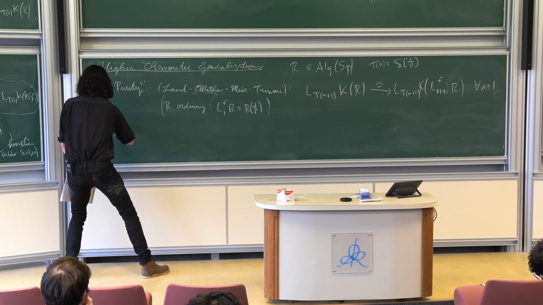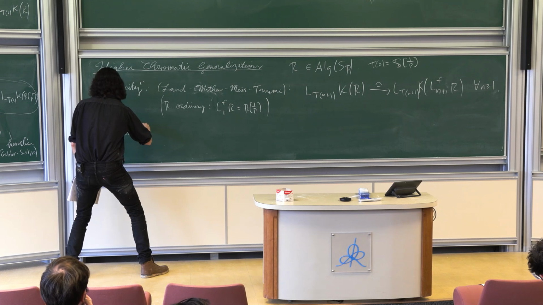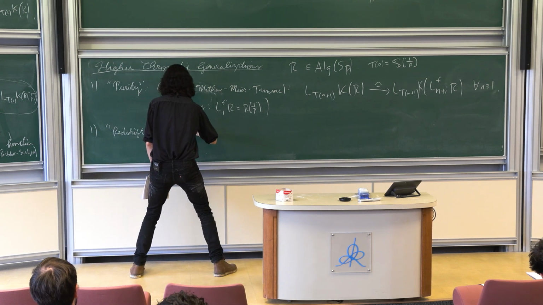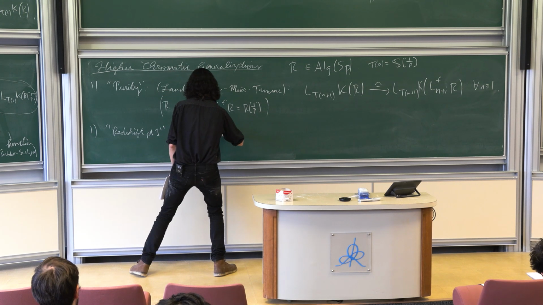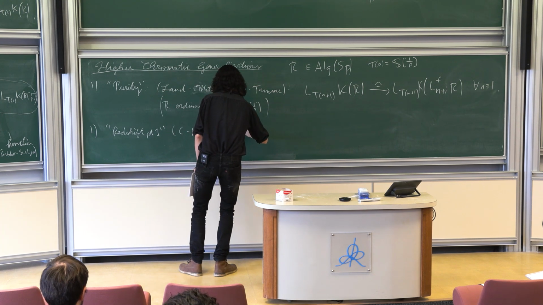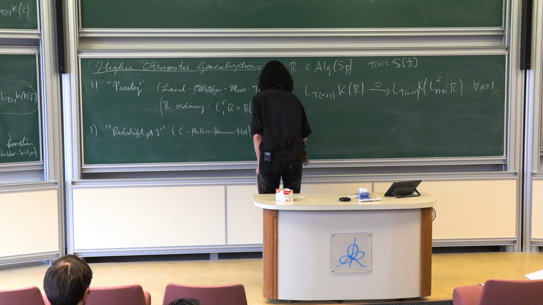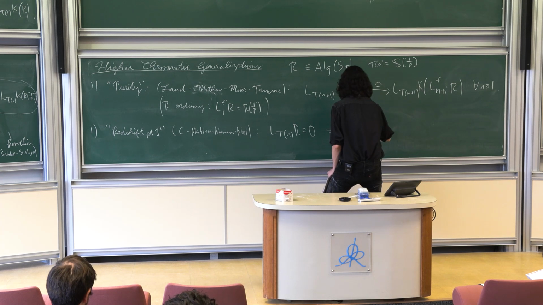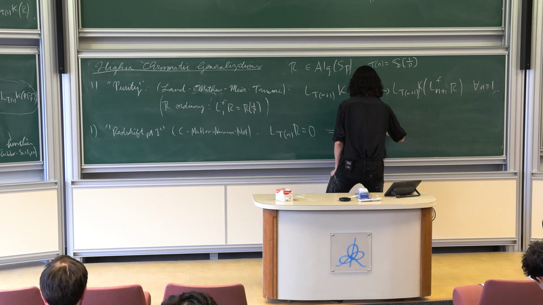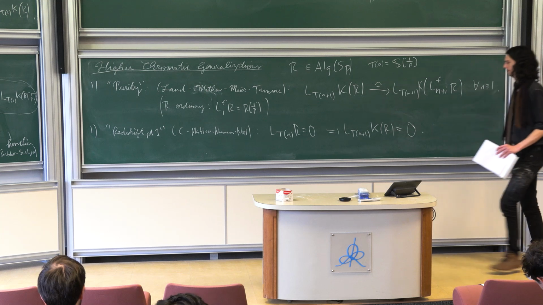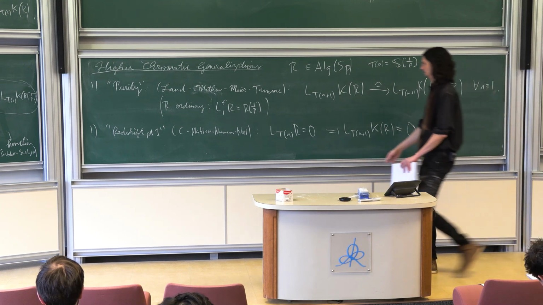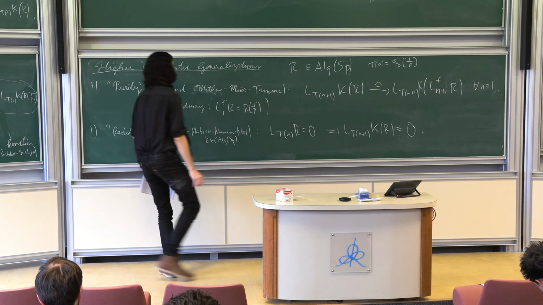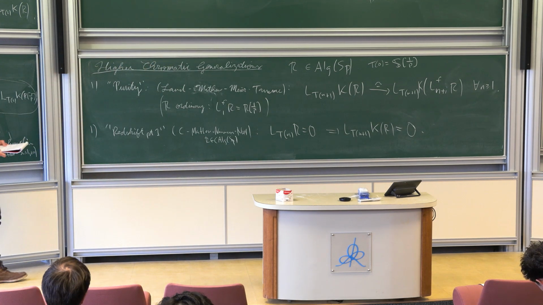And then this is kind of redshift part 1. So this is Clausen, Mathew, Naumann, Noel. If LT_n of R equals 0, then LT_{n+1} of the K-theory of R is equal to 0. Here R should be commutative. Oh, that was part 2.